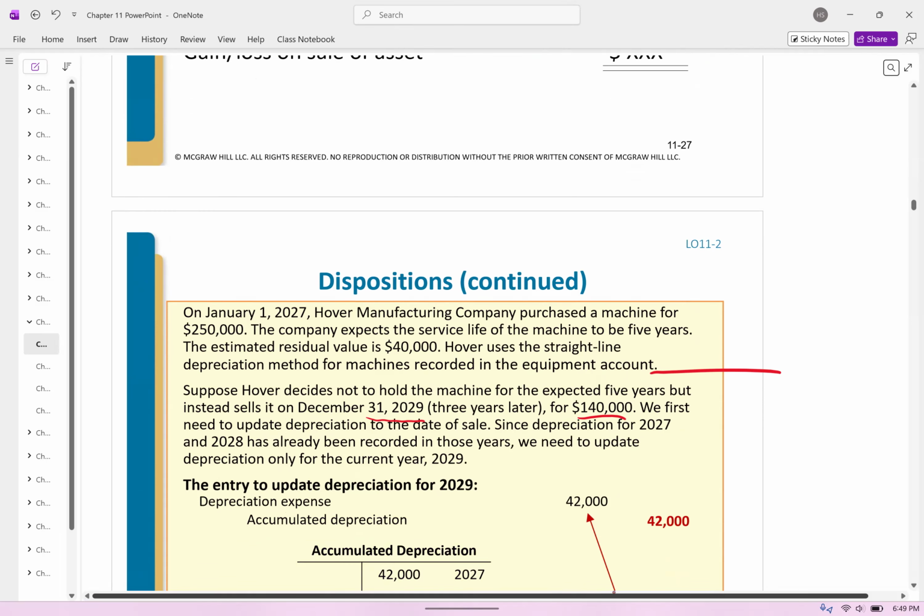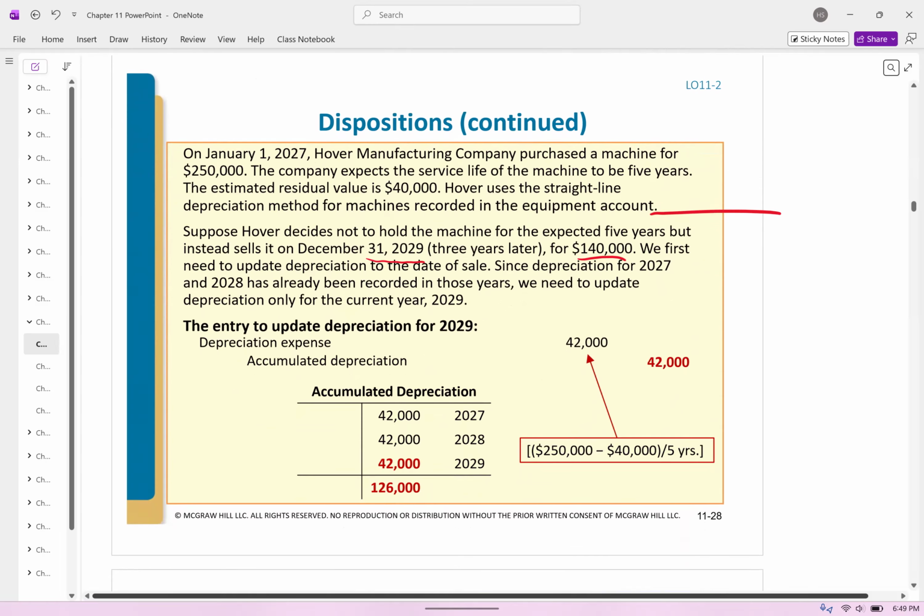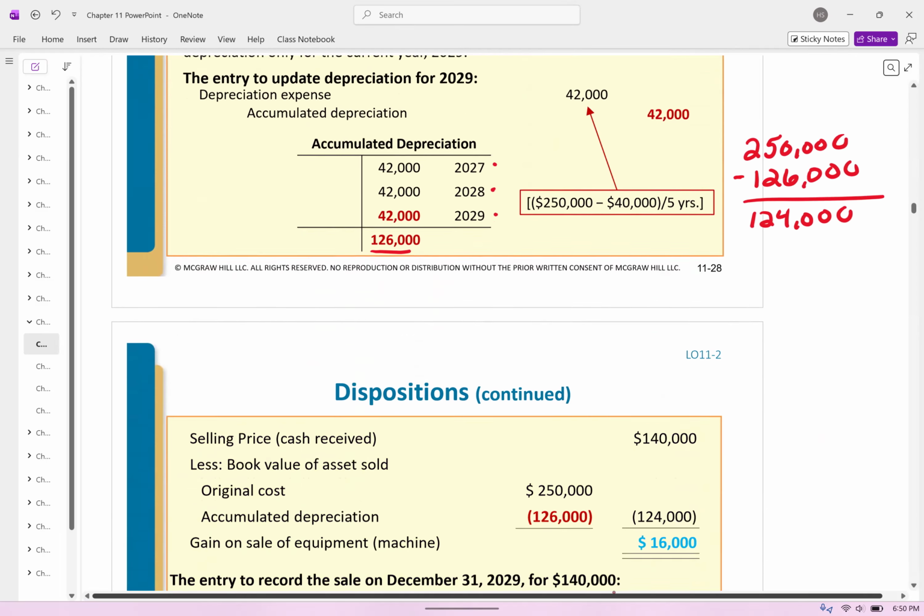Okay. They draw a T account out here for accumulated depreciation. You know, I love T accounts. So we have 2027, 2028, and 2029. That totals to be 126,000. Okay. What is my book value right here? Okay. 250,000 minus 126,000. Again, I did not do that, but it's probably on another slide, but I kind of wanted you to see it. So that means our book value is 124,000.